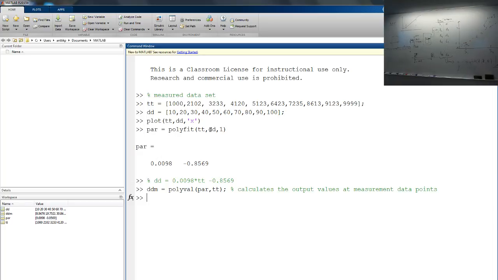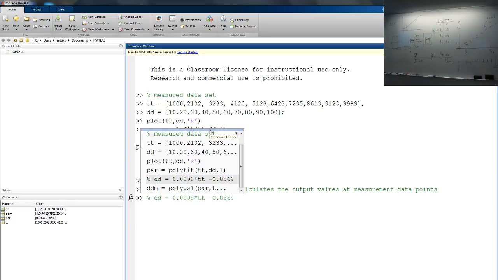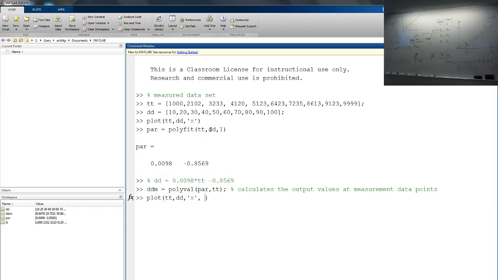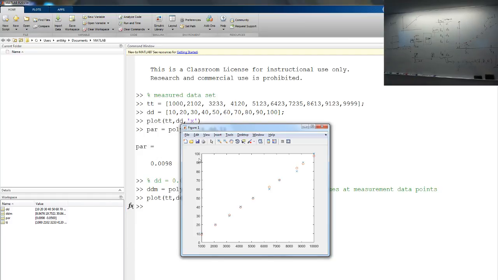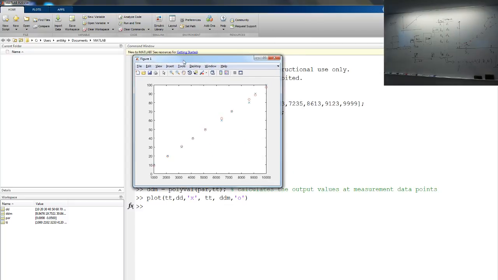There we go, and now we can actually plot that in here, TT, DDM, and mark those with these circles. Okay. So we can see there's a small discrepancy here.